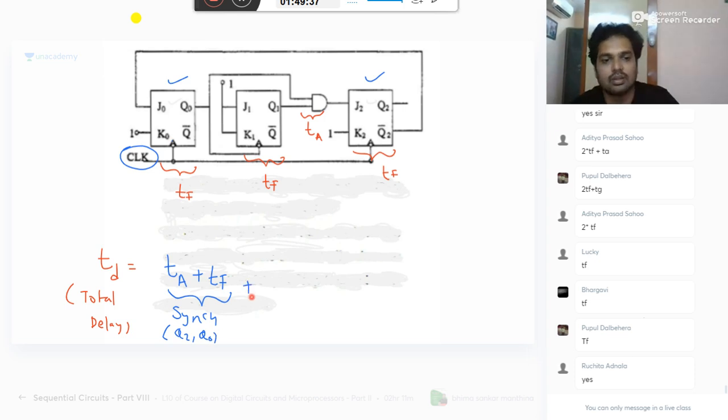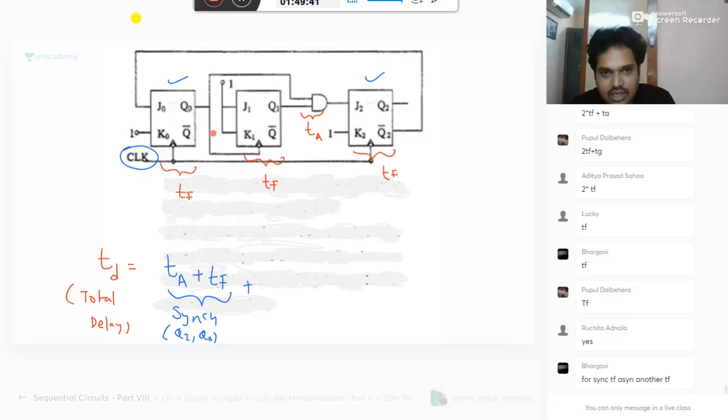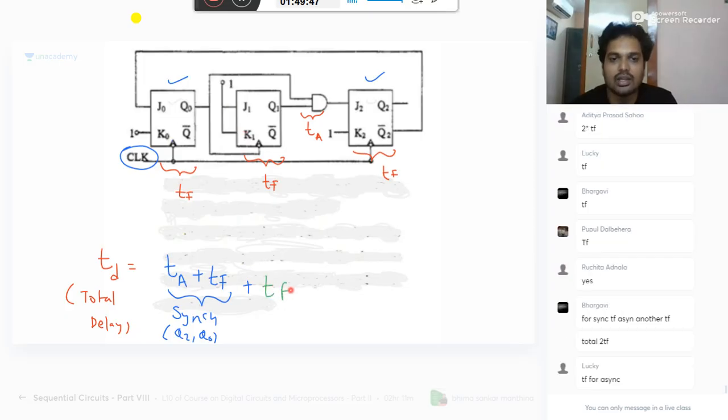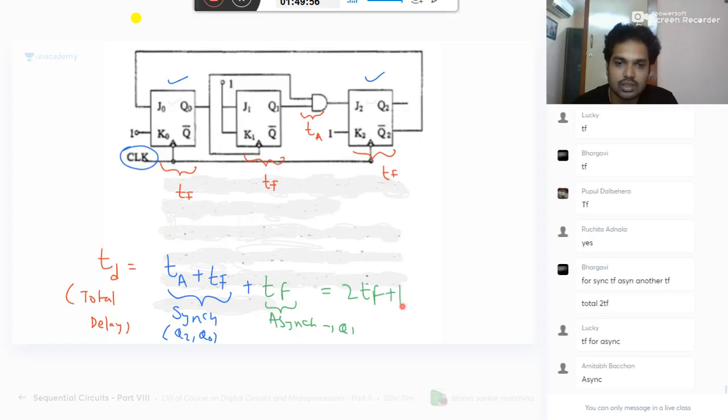Okay. Plus, listen here. Once this changes, then it will change. That is, after this only this one will change. So this requires another delay. This is for which part? The asynchronous part. That is your Q. So the total delay is 2TF plus TA.